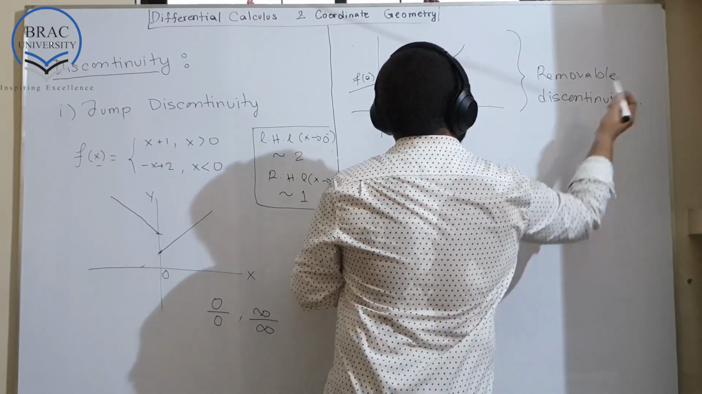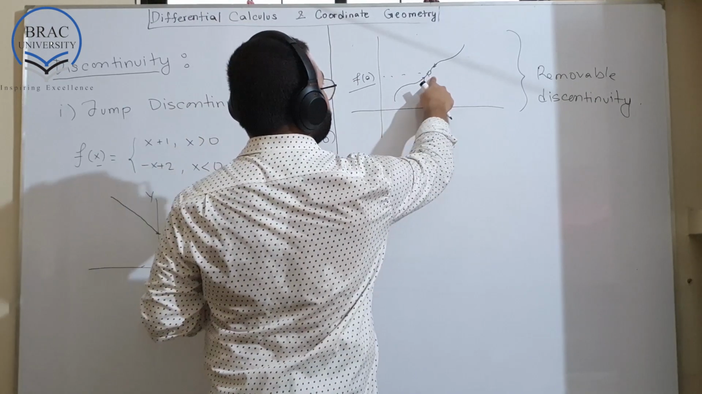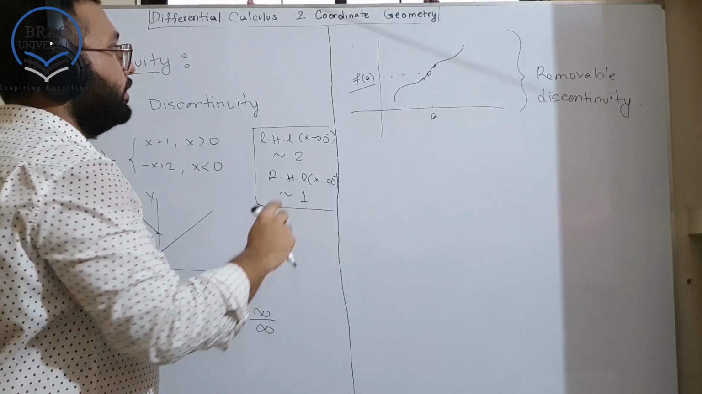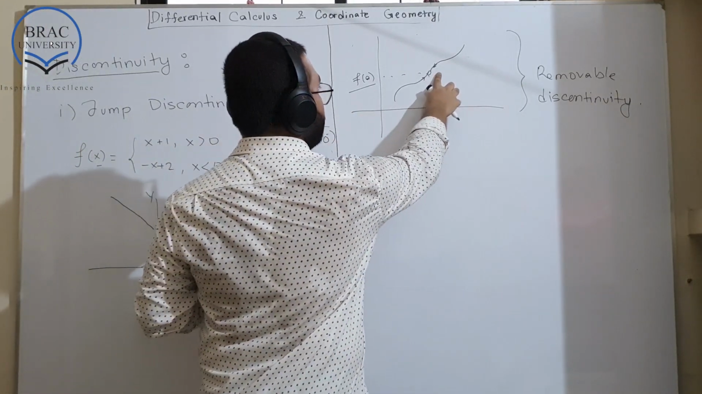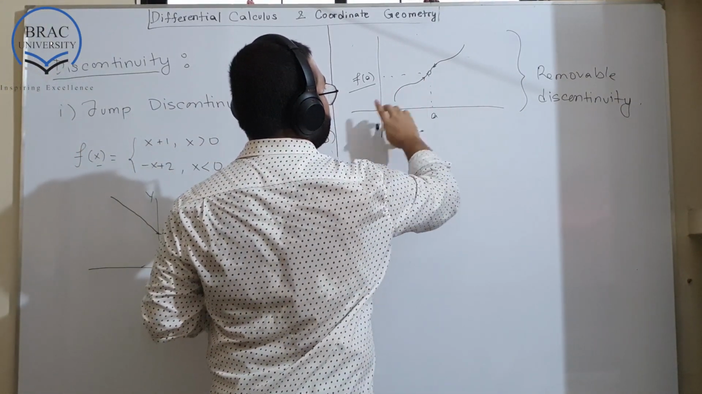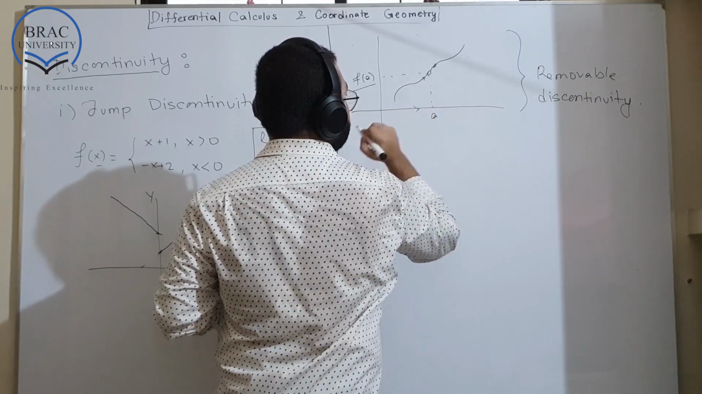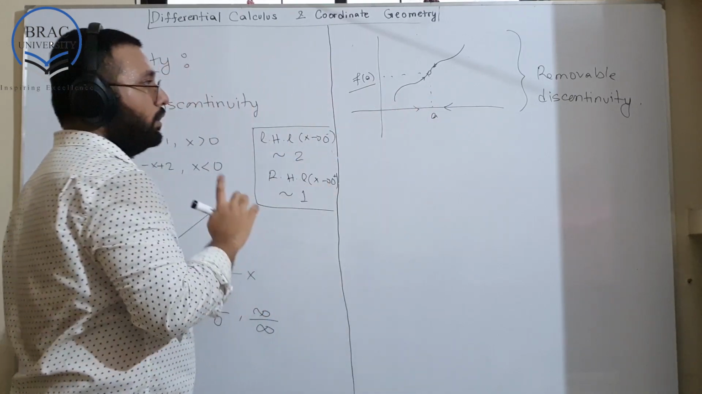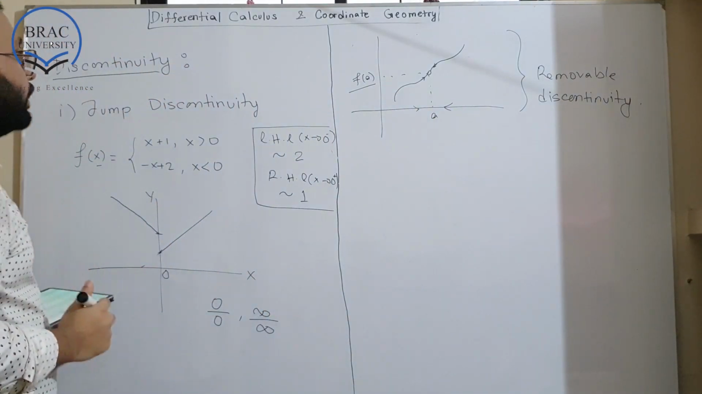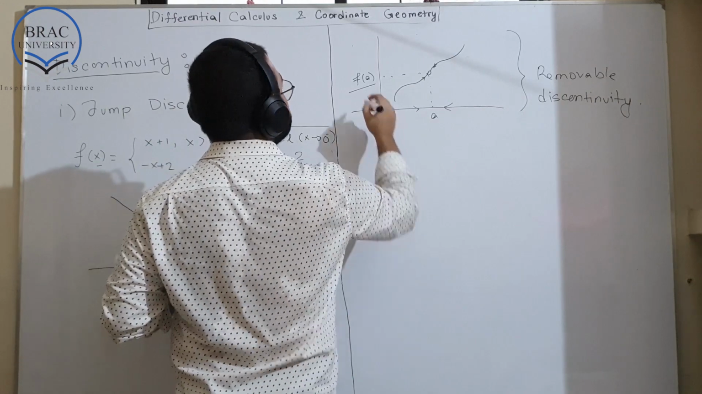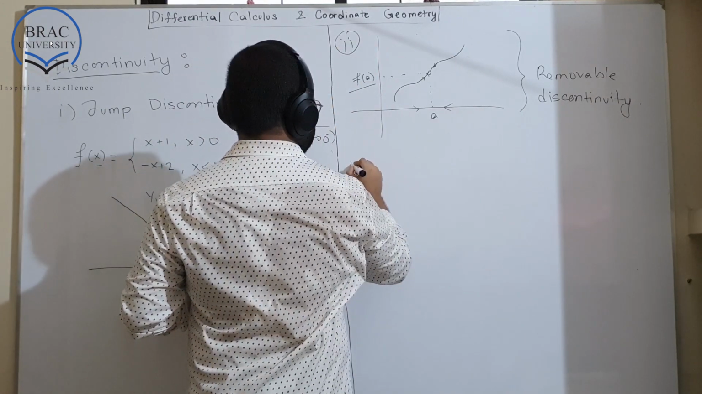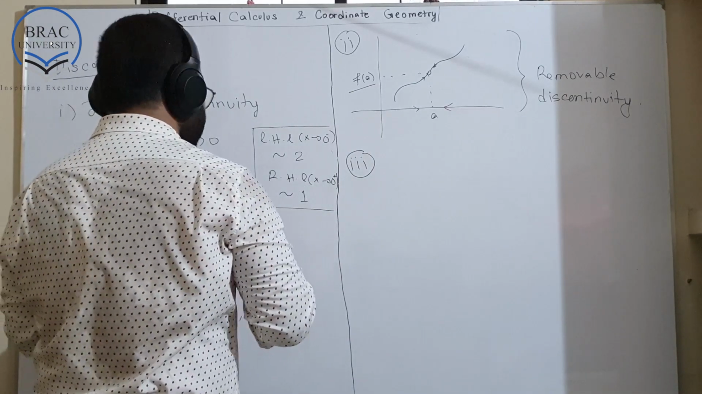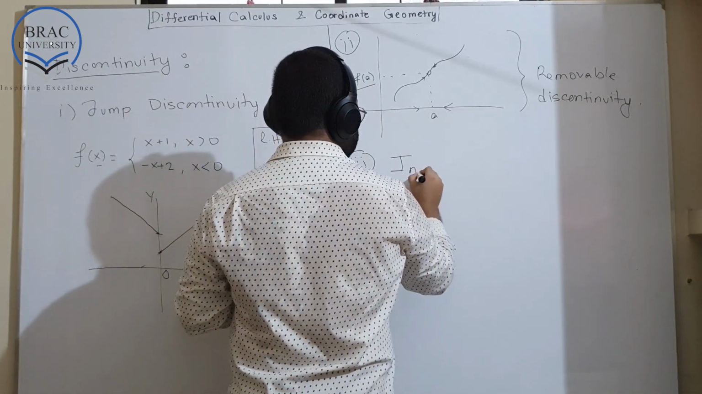How can we remove it? Just follow our left-hand and right-hand limit, and by the value they give, we can remove this discontinuity, because they approach the same value. From this side, they approach a certain value. From this side, they approach the same value. That is a removable discontinuity. That was our second one. And the third one is infinite discontinuity.